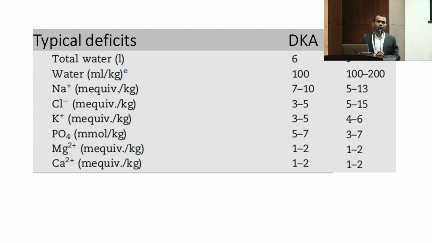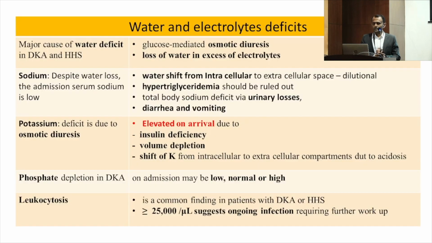In DKA, anywhere from 6 to 9 liters of fluid deficit will be there, whereas in HHS it is from 9 to 12 liters. Per kg, it is about 100 ml per kg in DKA, whereas in HHS it is 100 to 200 ml. The rest of the electrolytes we will just see here. The major cause of water deficit in both DKA and HHS is osmotic diuresis and loss of free water in excess of the electrolytes. Again, sodium, in spite of so much water loss, will also be low because of several mechanisms. I'm not going into too much detail because the time is limited.